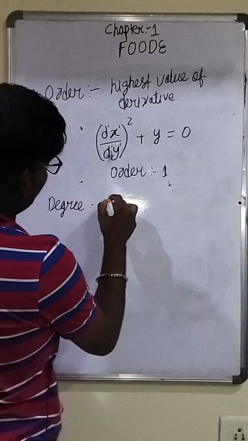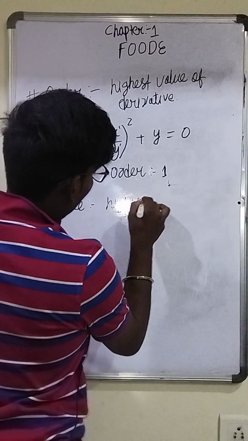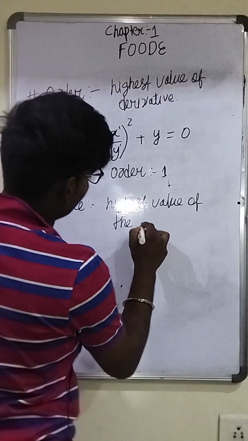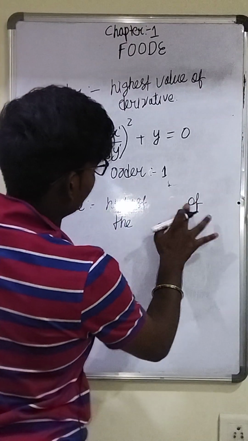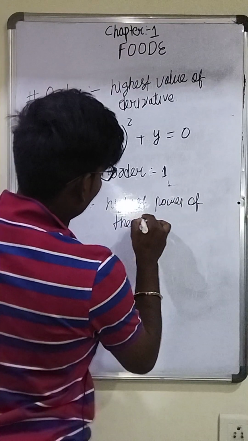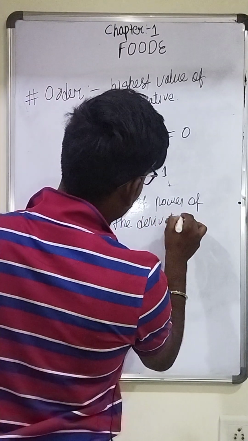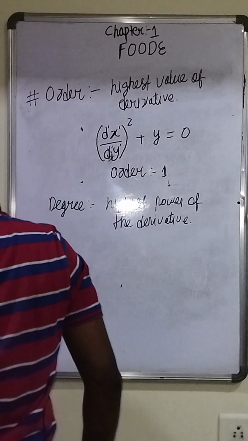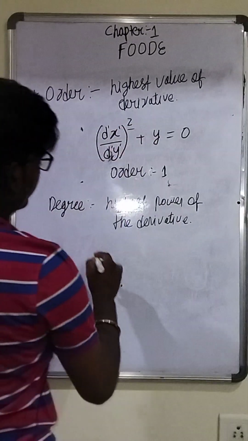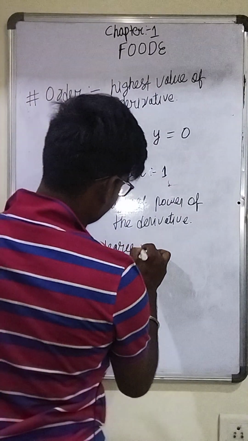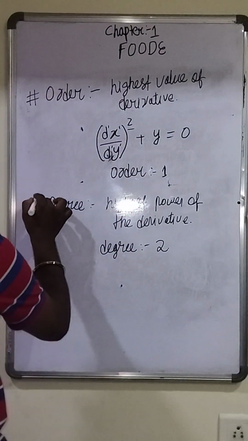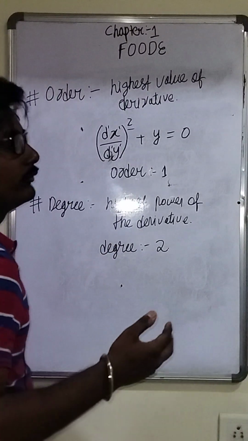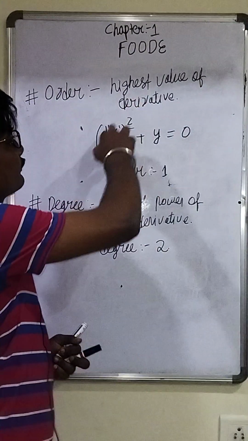So degree means the highest power of the derivative. So what is the highest power of the differential equation? Yes, it is 2. So the degree will be 2. So we have discussed the order and the degree also. Order means the highest value of the derivative, which means the 1.